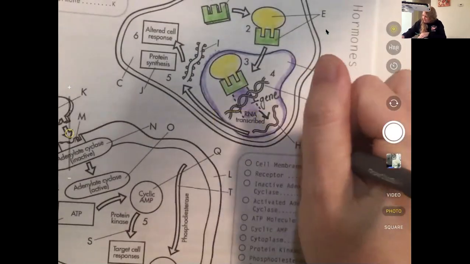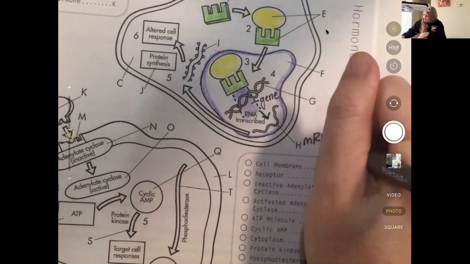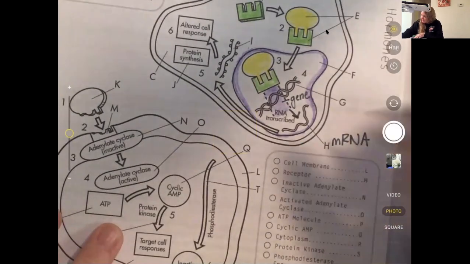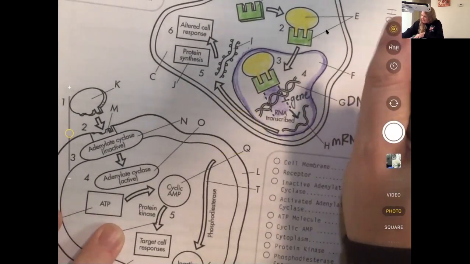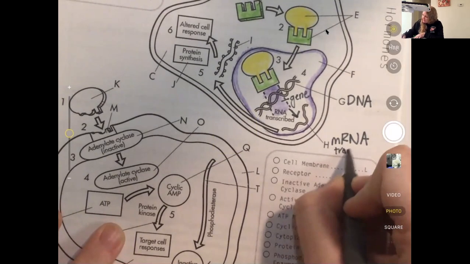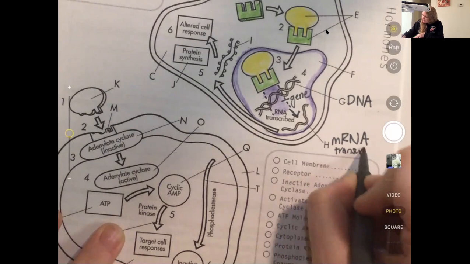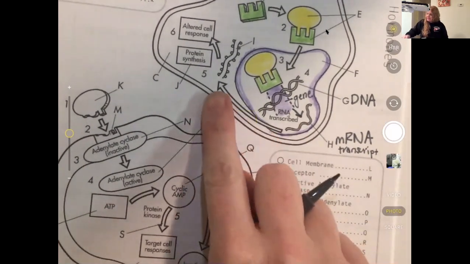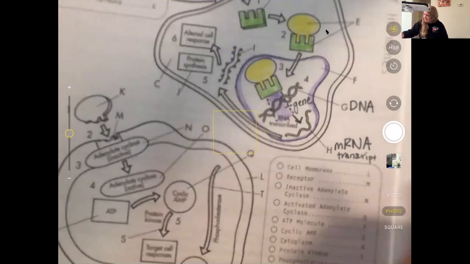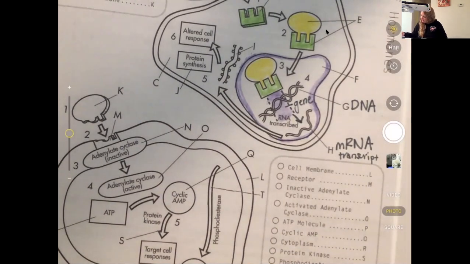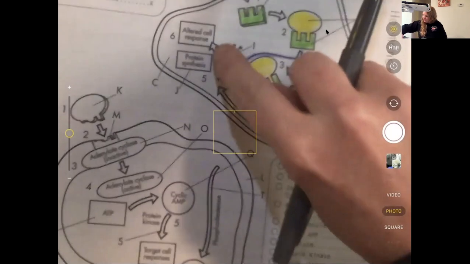So H is mRNA. Okay. And that mRNA is a transcript of the DNA, but only that gene. So we call this an mRNA transcript. And maybe you remember that this mRNA can leave the nucleus. And here we see it being translated into a protein. And so we can see that it has the altered cell response.